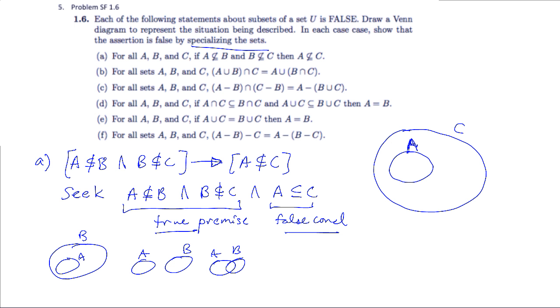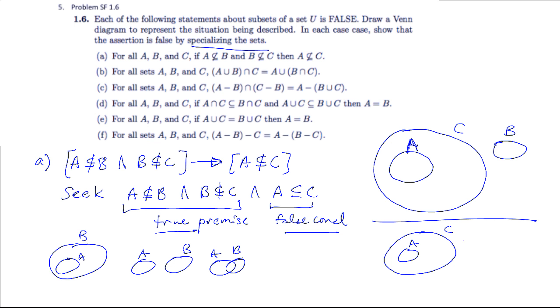And B is not a subset of C. So B can't be inside C and A can't be inside B. What happens if I just draw B out here? A is not a subset of B and B is not a subset of C. That works. I think there's other ways I can do it. I think I can say that if C is here, A is here, and if B is like this, I think that works also. B is not a subset of C, A is not a subset of B, and A is still a subset of C.